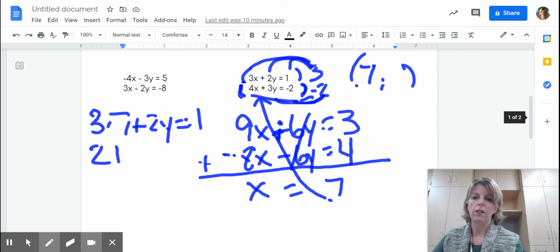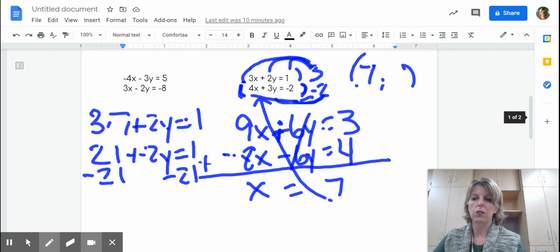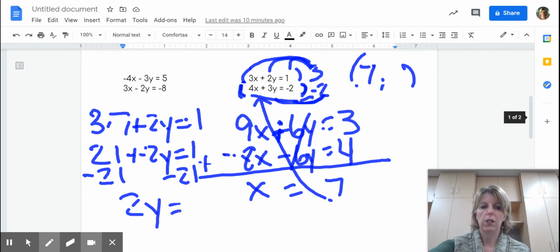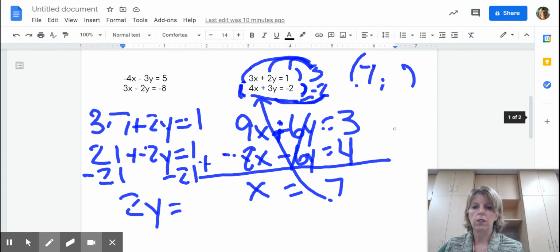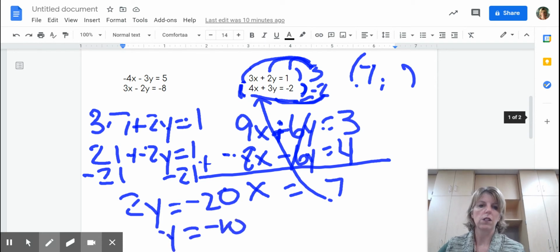Gives us 21 plus 2y equals 1. Subtract 21 from both sides. Oh, my screen's getting like little spots on it today. I'm not quite sure why it's skipping in spots. 2y equals -20. And divide both sides by 2, we get y equals -10. So our solution is going to be 7, -10. All right? So just like what we've been doing, all right?